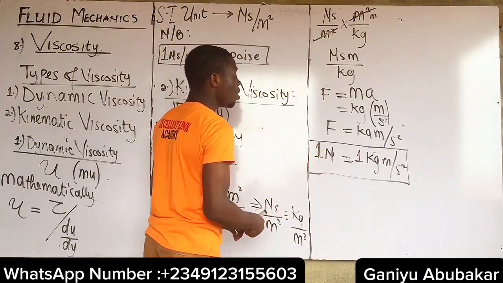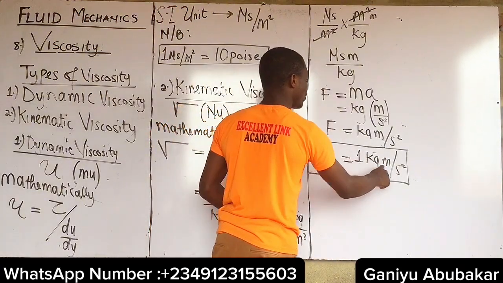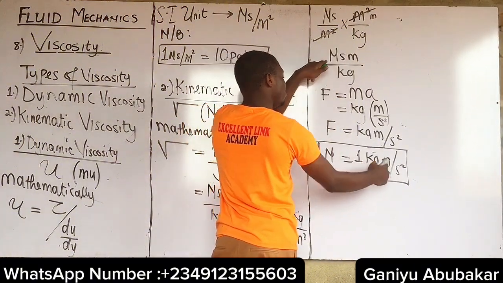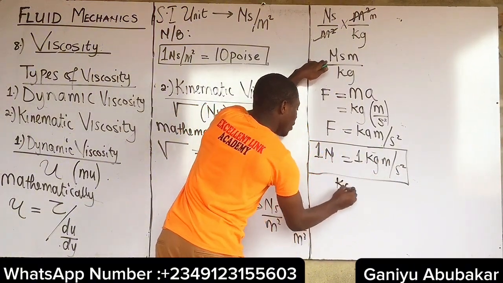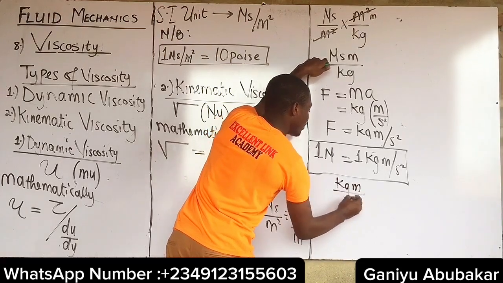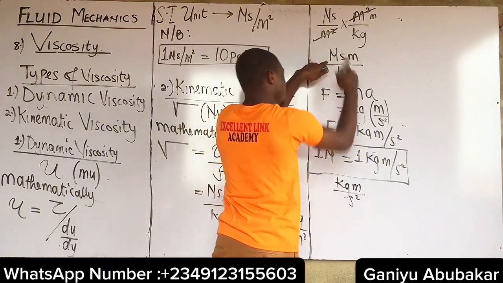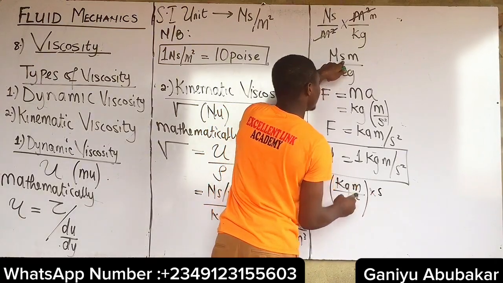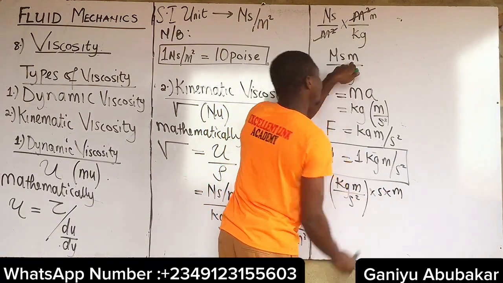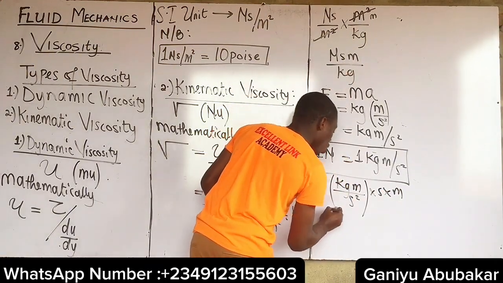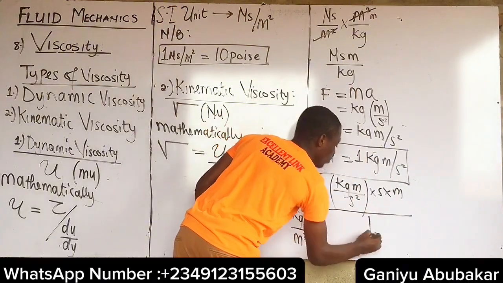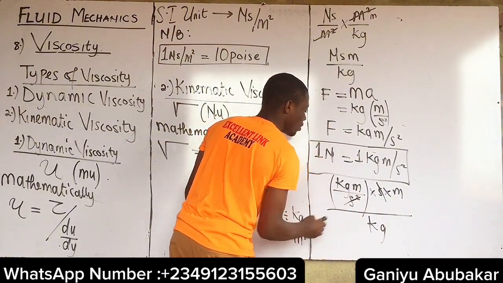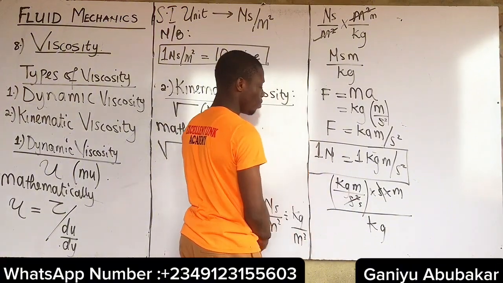If this is true, anywhere I see Newton, I'll put kilogram meter per second squared. So this is Newton here. Replace this Newton with kilogram meter per second squared. So I have kilogram meter per second squared for Newton, multiplied by seconds, multiplied by meters, all over kilogram. Seconds, seconds, left with 1 second here.